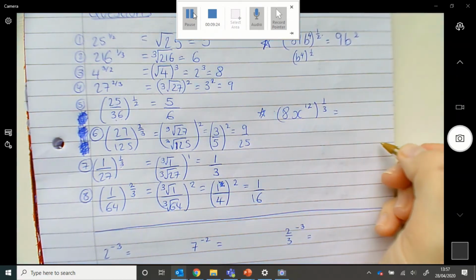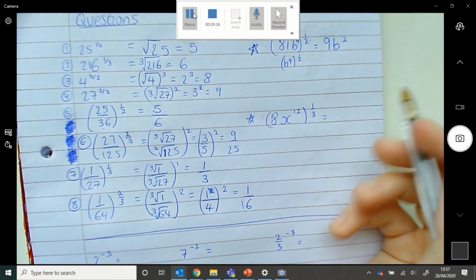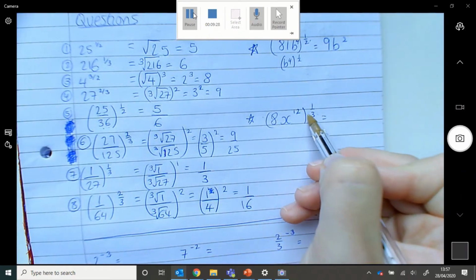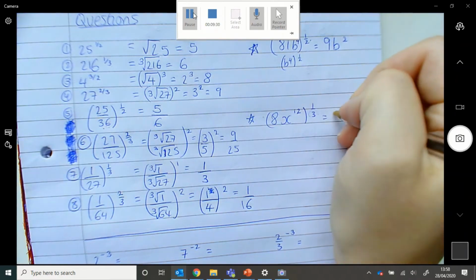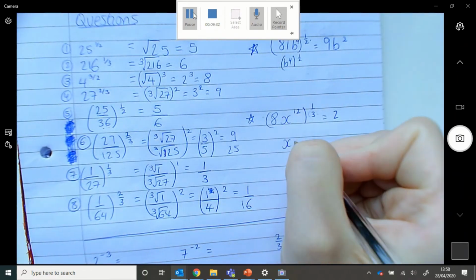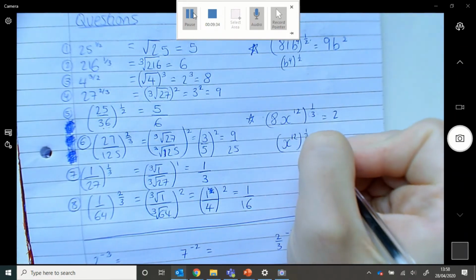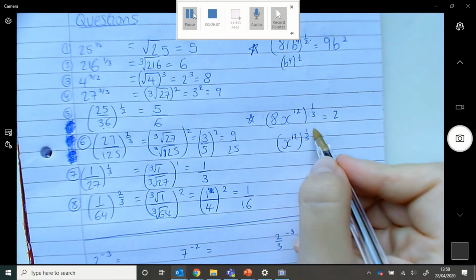Gives me 9b squared. Okay, looking at the second example, this tells me to cube root everything, so I need to cube root 8, which is 2. And then I've got x to the power of 12, and then I've got a third as my power on the outside.